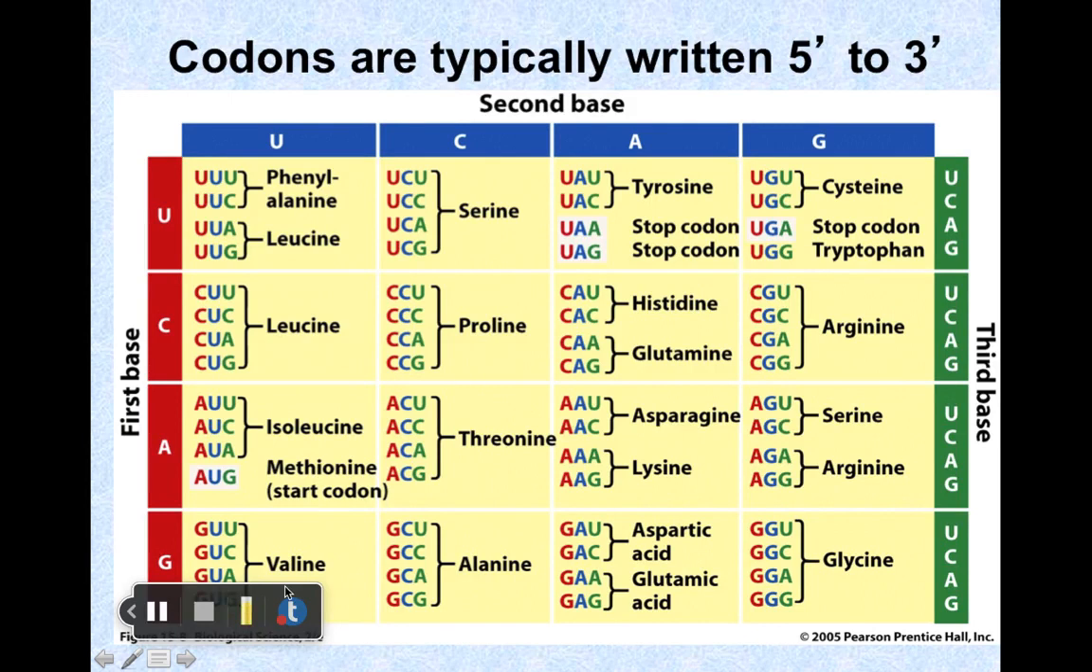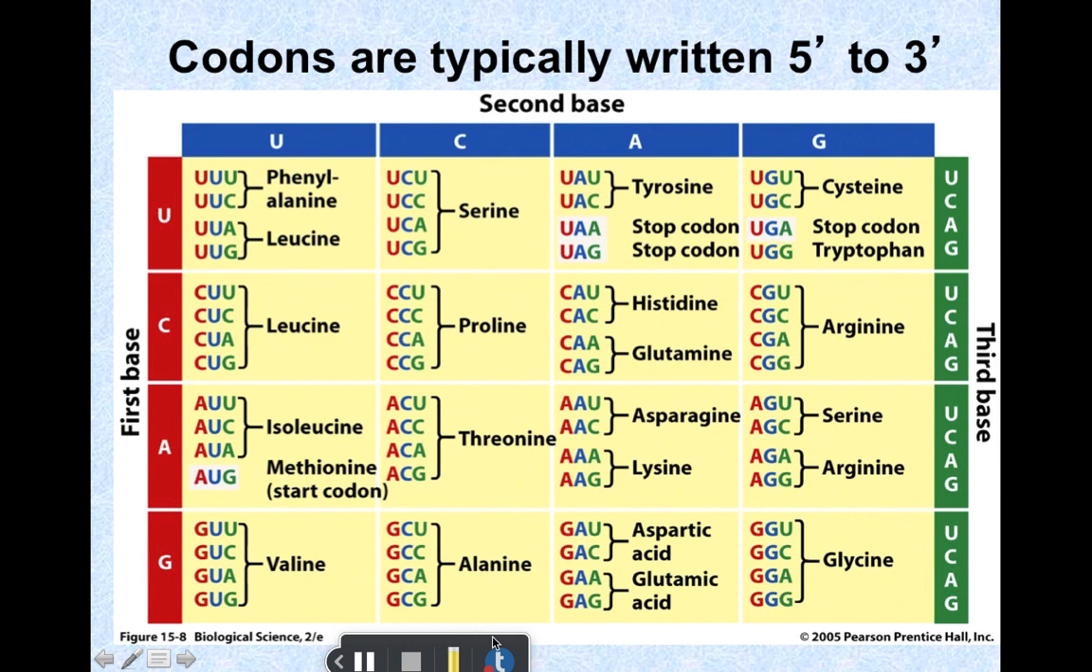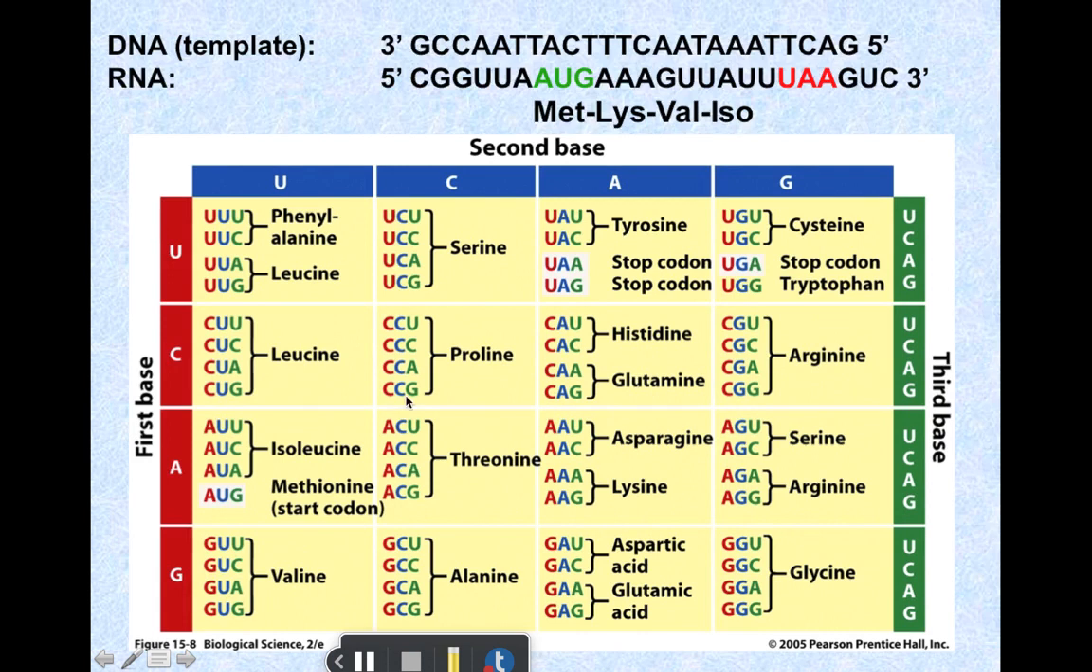What we see here is the genetic code table. Recognize that codons are typically in a 5' to 3' direction. So codons are, of course, the three bases found in messenger RNA that code for specific amino acids. And you see that illustrated here in this table.